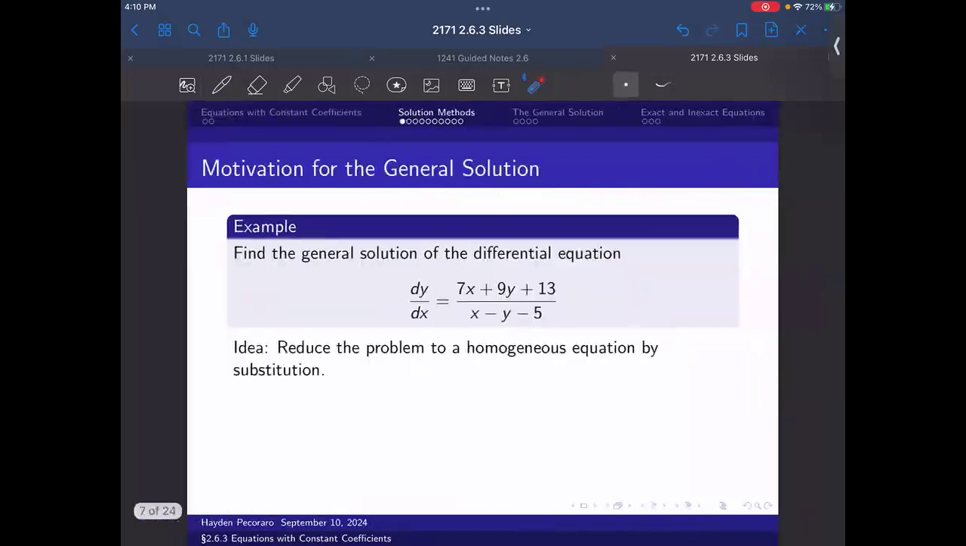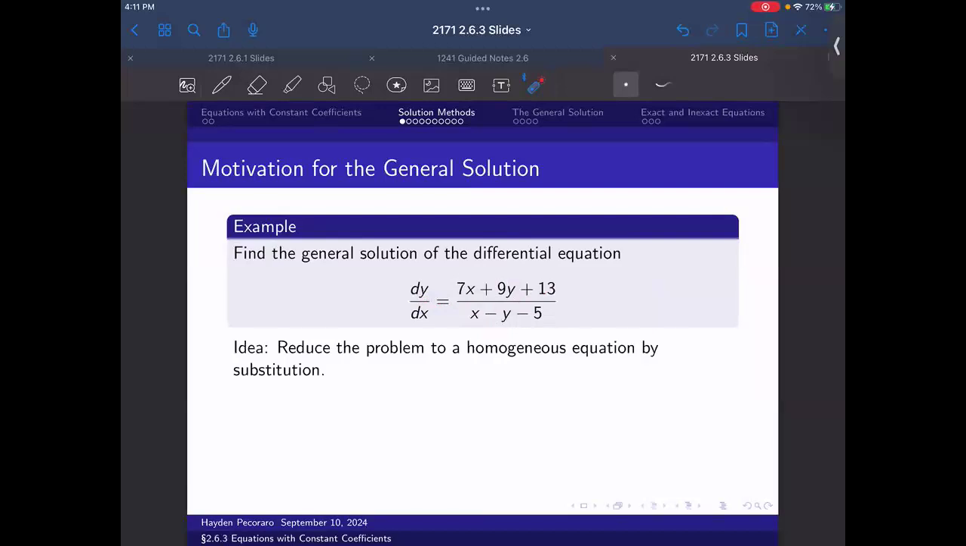All right, what next? So now we're going to talk about solution methods. So we have an example here to work with. dy/dx equals this big rational function. And we want to figure out how to solve this thing. As usual, we have a class of differential equations. Can we find a general solution for it?